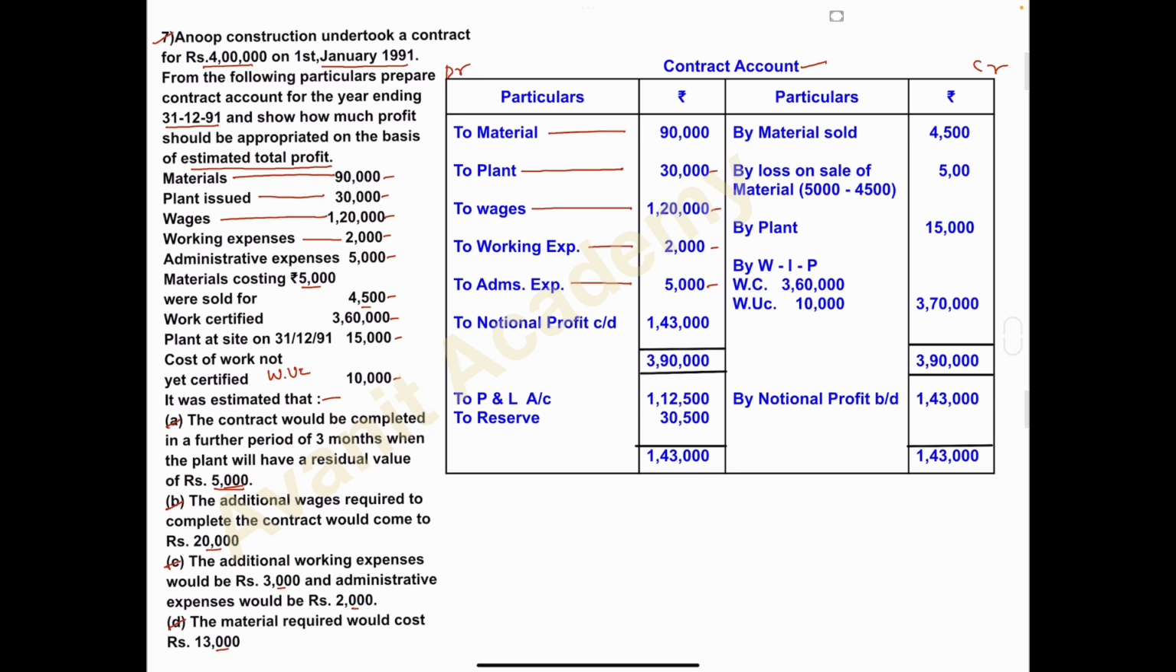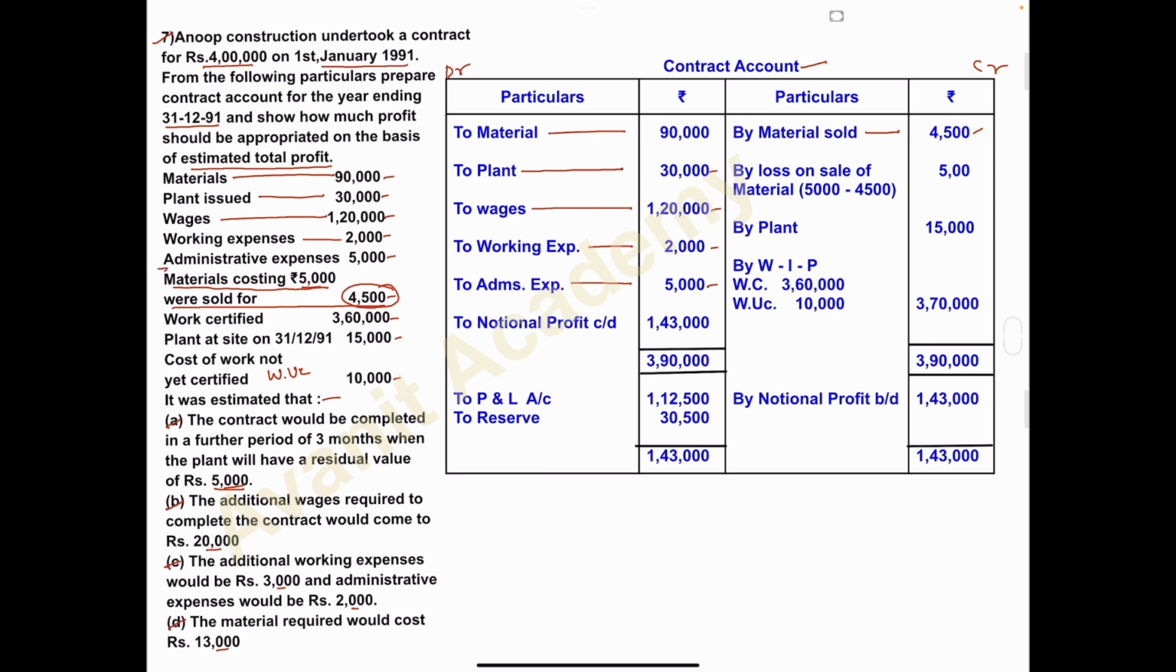Next, material costing rupees 5,000 were sold for rupees 4,500. Okay, material sold for 4,500. So it is an income. So we'll write on the credit side, by material sold. Material sold for 4,500. So write in the amount column 4,500.